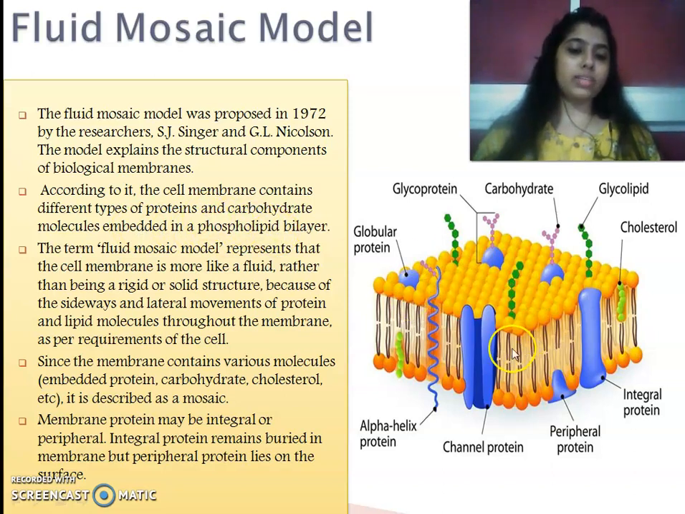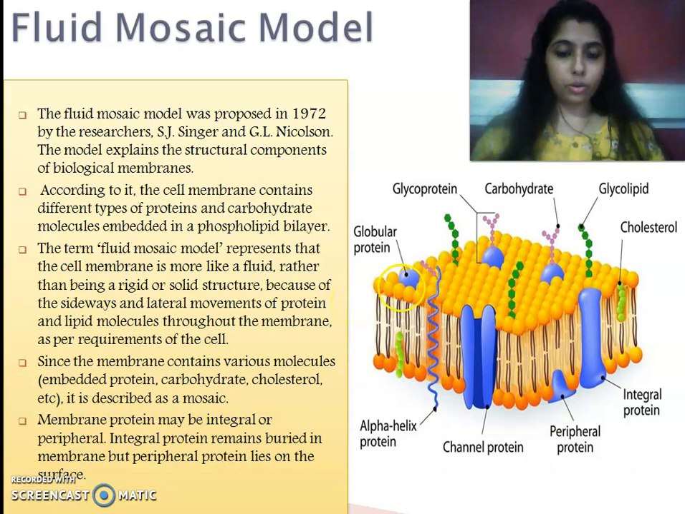Here also a diagram is there which represents the fluid mosaic model. Here also you can see that this one is one phospholipid layer, and once again this one is another phospholipid layer. That means two phospholipid layers are present which together form the cell membrane, right? So the cell membrane consists of a phospholipid bilayer, that is two layers of phospholipid. Also it consists of different types of proteins. Can you see these structures? These blue color structures are the protein molecules.